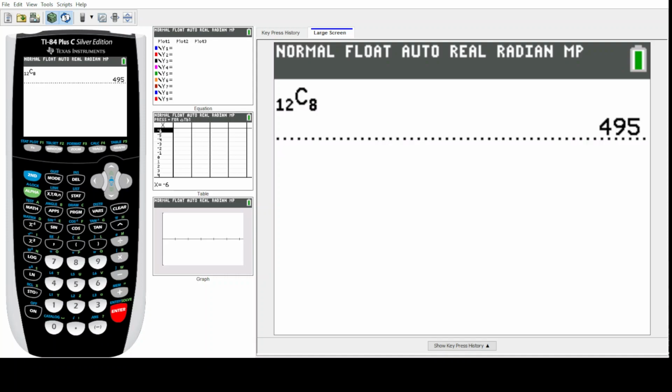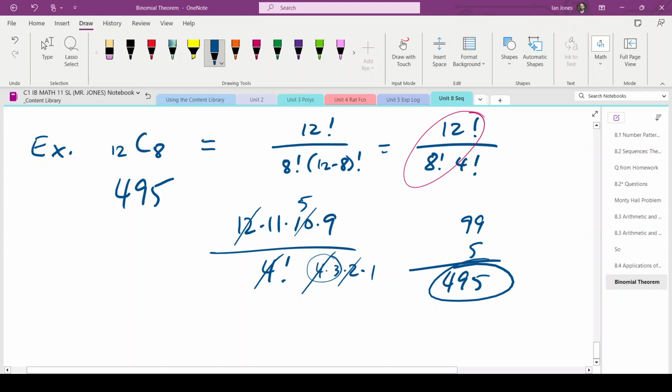Okay, so that you will find is very, very handy, especially later on when we'll have multiple NCR type calculations to do. All right, so that's one thing.